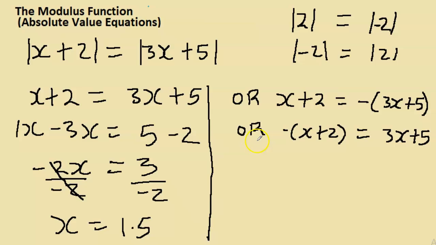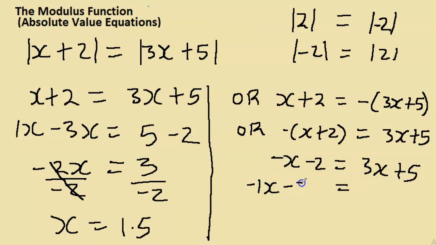Right? Let me just solve this one here. Distribute the minus, so I have minus x minus 2 equal 3x plus 5. Group like terms. Now, this is minus x, so minus 1x, grouped with the 3x, so it's minus 3x. Over here, I have positive 5, grouped with this minus 2, it's positive 2. So I end up with 7 over here and minus 4x.